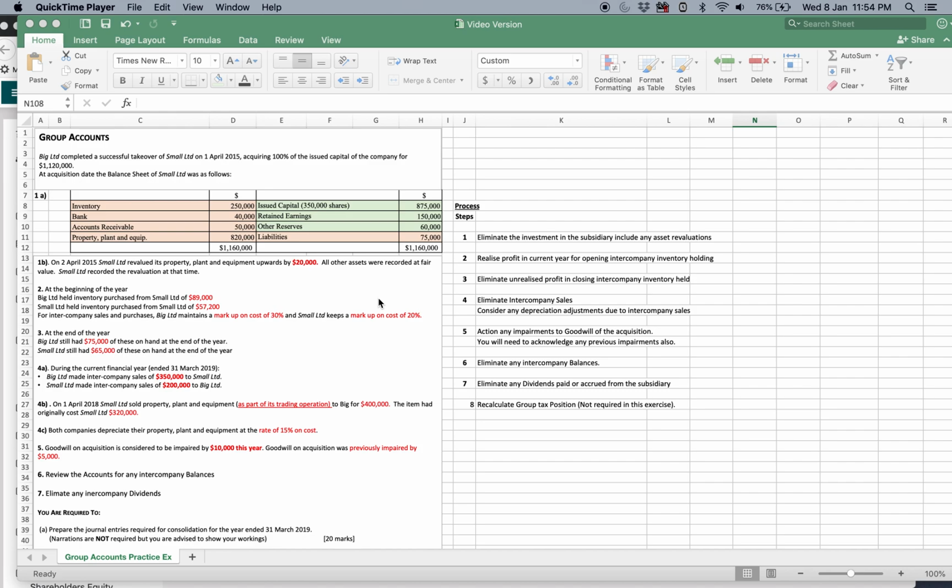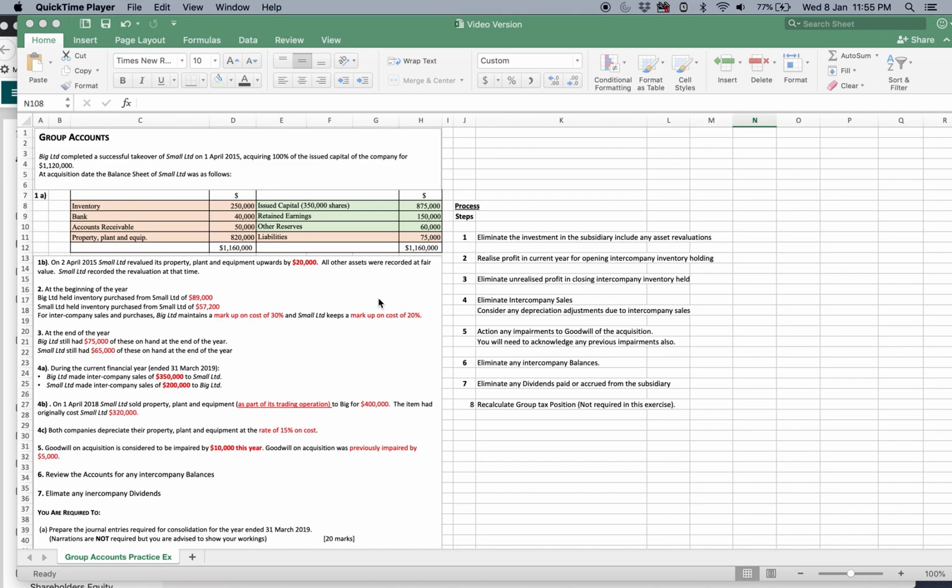Kia ora. Now I'm going to go through an exercise on group accounts. Okay, so you've got this to do as an assignment, and you'll also have it in the exam. I've sort of tidied up the format of the question, so this is probably a little bit more straightforward than what you got in the assignment. But this will be how it will be in the exam. But you'll be able to match this up with your assignment anyway.